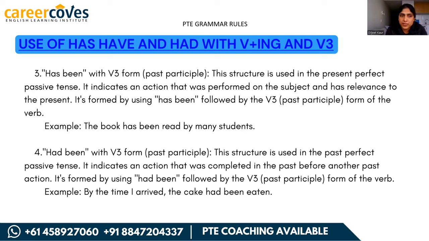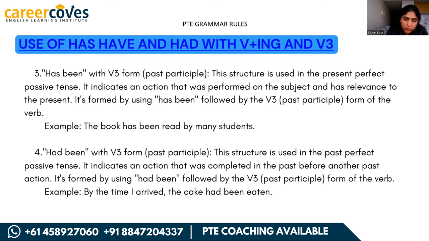Next thing is has been with the third form of the verb. So this structure is used in the present perfect passive tense. It indicates an action that was performed on the subject. For example, the book has been read. So they are indicating an action that was performed on the subject, that the book was read. So book is the subject. It has relevance to the present. It is formed by using has been followed by the third form of the verb, that is the past participle. So, the book has been read by many students.